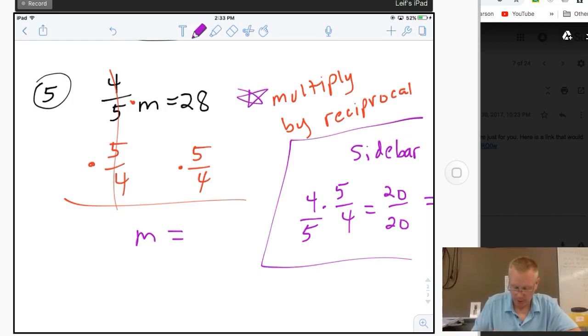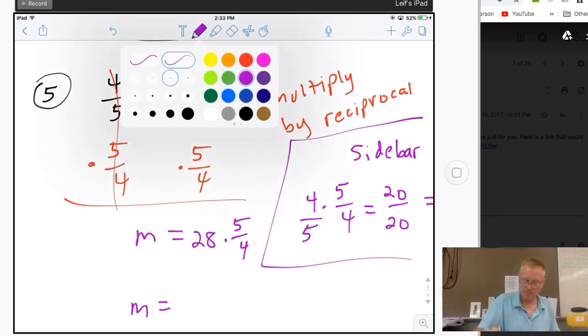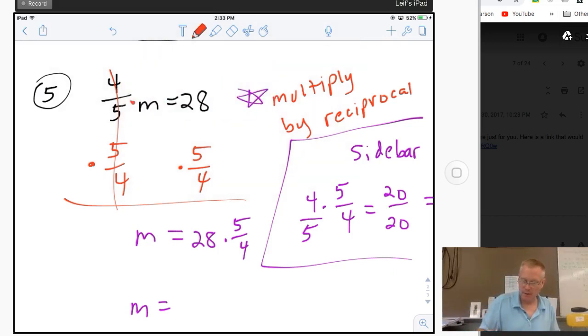And then I'm going to take 28 and multiply it by 5/4. Now there's one of a few ways you could do this. You could take your calculator, go 5 divided by 4 and get 1.25, multiply that by 28. Another way to do it is, if I take this 28 here and I divide it by 4, I get 7. 28 divided by 4 equals 7. And then I'll multiply it by the 5, which is 35.